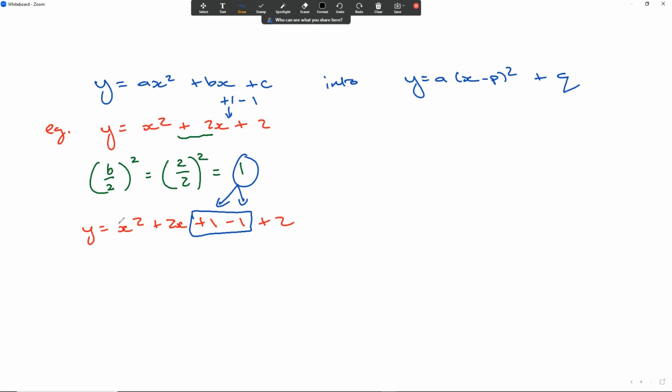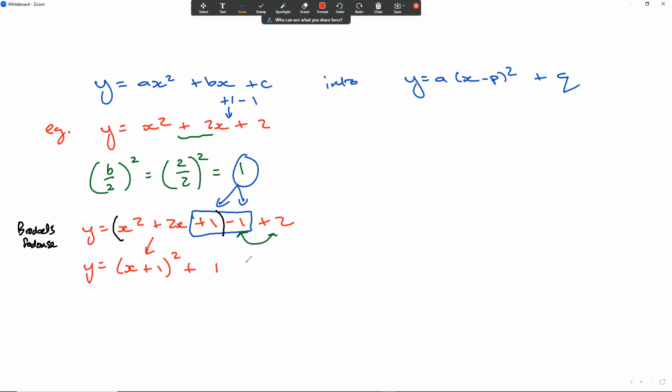Now, once I've got it in there, I put brackets over here and I factorize. It will factorize into a really nice bracket squared, the first three terms, which will be (x plus 1) all squared, the trinomial. I then group these last two terms, negative 1 plus 2, and that'll become plus 1. So y is equal to (x plus 1) all squared plus 1.